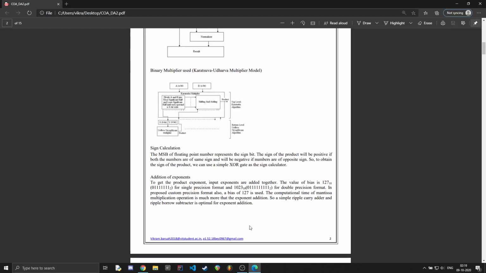Also, the similarities between what is being taught in our course and what is being done here are the sign calculations and the addition of exponents, just that the algorithm that we've been taught was the Booth's algorithm, but here the algorithm used is different.